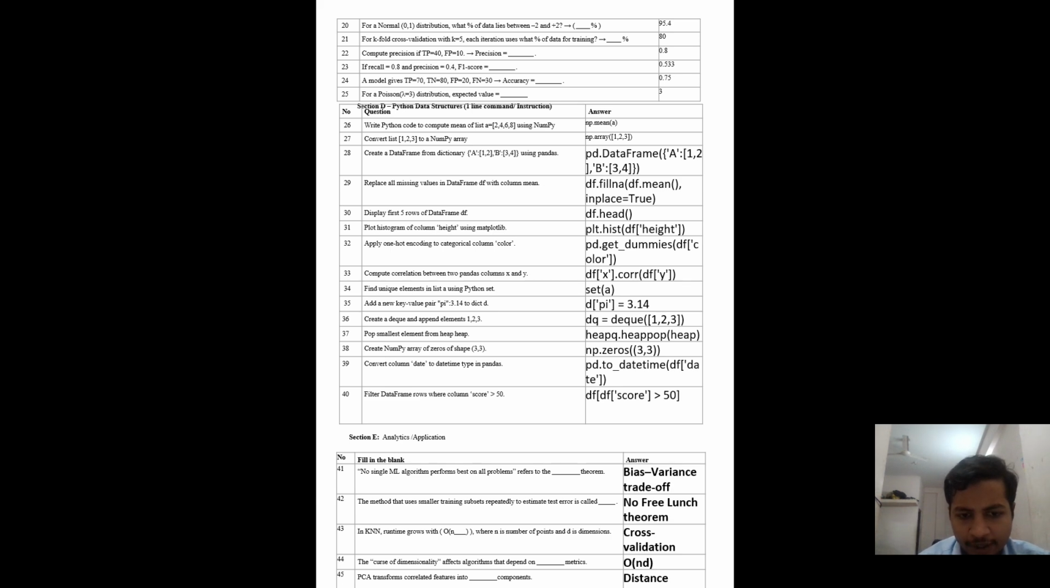43rd question, in KNN runtime growth with big O of n d, cross validation, where n is the number of points and d is the dimension. Because it repeatedly estimates model error on held out sets. 44th question, the curse of dimensionality affects algorithms that depend on big O of n d, because high dimensional distances lose meaning. 45th question reads as PCA transforms correlated features into uncorrelated components, because PCA constructs orthogonal principal components.